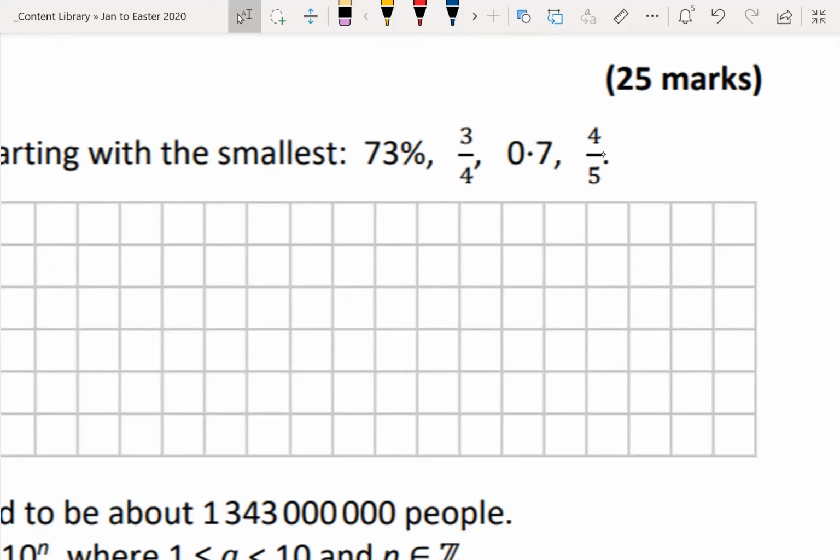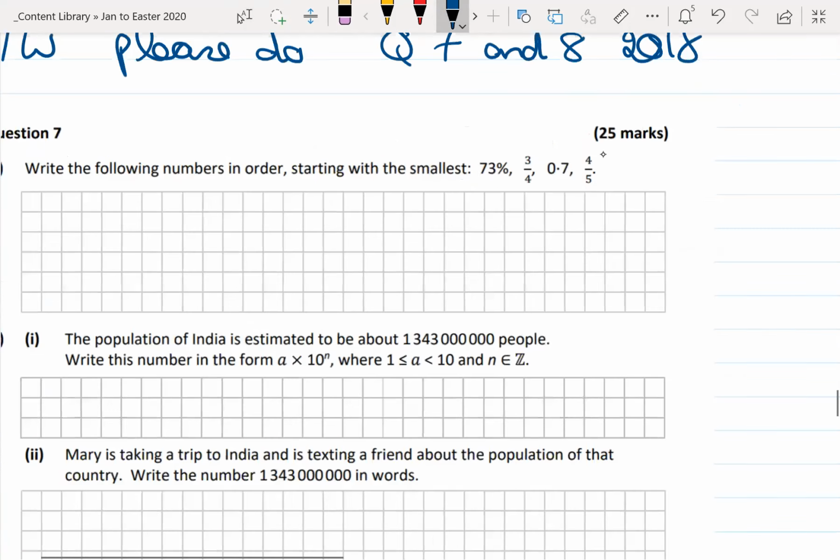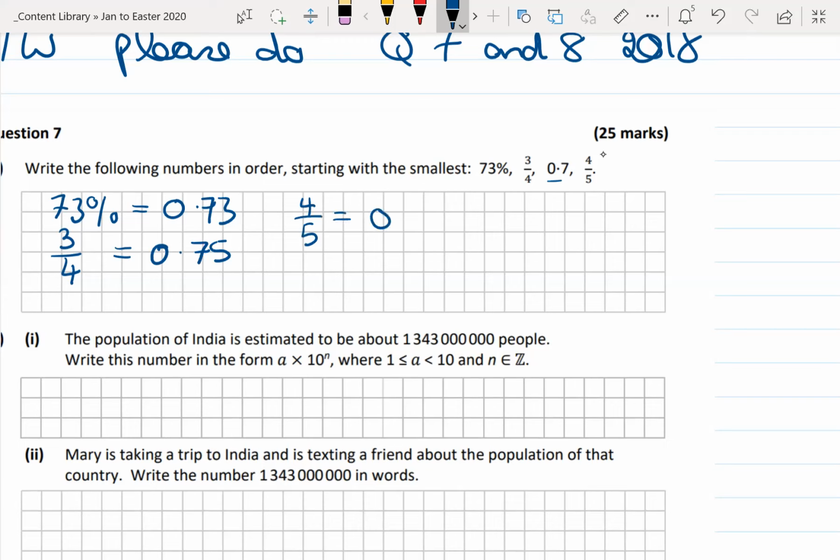Okay, so let's start with the 73%. 73% as a decimal is 0.73. Let's make 3/4 a decimal, which is 0.75. If you're not sure, just put it into your calculator and press the S-D button, or alternatively, just go 3 divided by 4. It'll do it in decimal for you. And then we have 0.7. That's already in decimal. So the next one is 4/5, and as a decimal, that's 0.8.